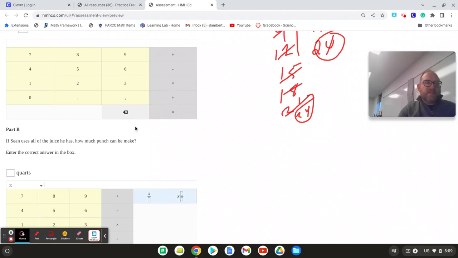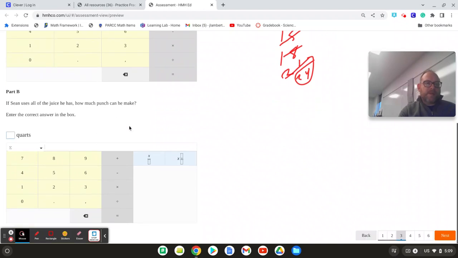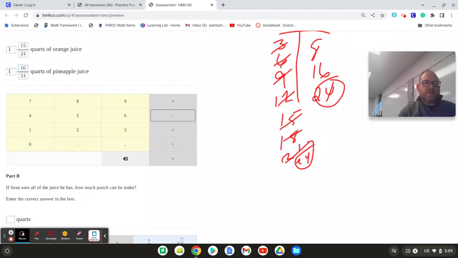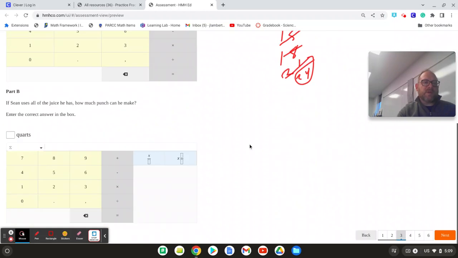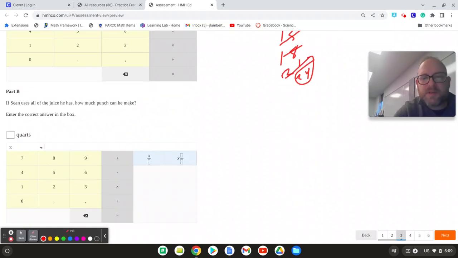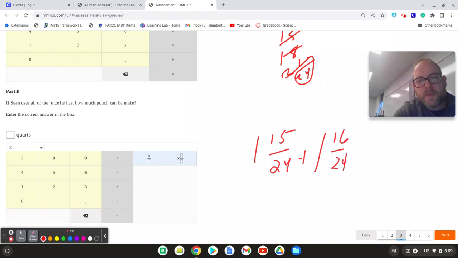If I add those together, how much can I make? So 1 and 15 24ths plus, because I'm going to be adding these, if I use all of the juice, I'm just going to add those up. So we've got 1 and 15 24ths and 1 and 16 24ths. Let's just write that out. Make sure we do okay here. 1 plus 1, of course, would give me 2. 15 plus 16 is 31 24ths.